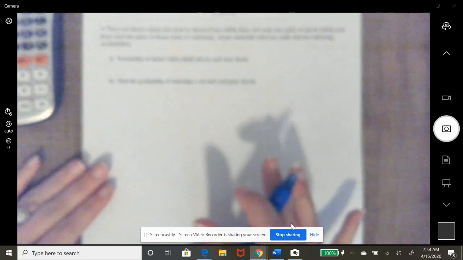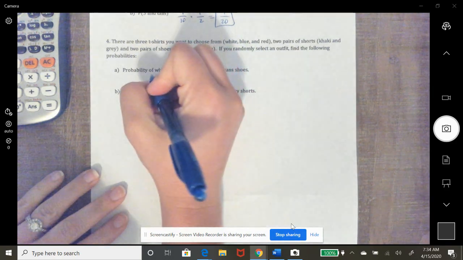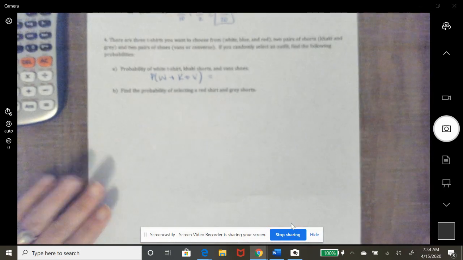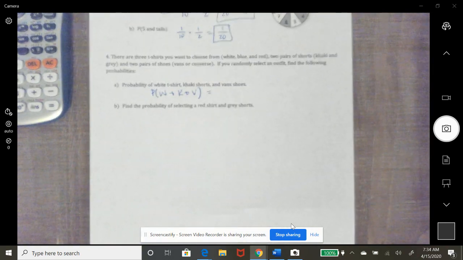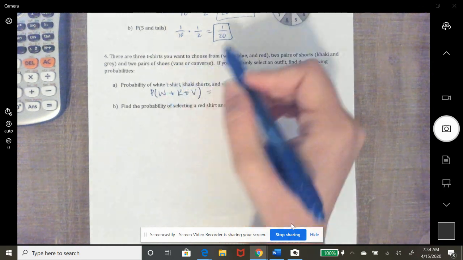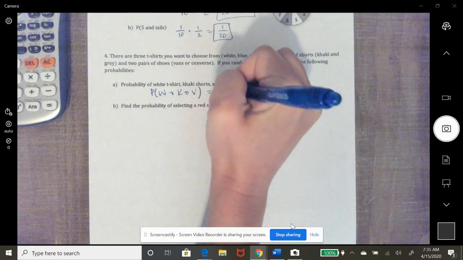All right, and then the last one. This one looks pretty similar to our tree diagrams, just so you could see why this is a good shortcut. There are 3 t-shirts you want to choose from, 2 pairs of shorts, and 2 pairs of shoes. If you randomly select an outfit, find the following probabilities. Find the probability, and this one has 3 things, of a white t-shirt, khaki shorts, and Vans shoes. We can do 3 things; we just multiply all 3 of them together. We need to look at them individually. The probability of getting a white t-shirt: out of our t-shirts, we have 1 white out of 3 total. So that's 1 out of 3.